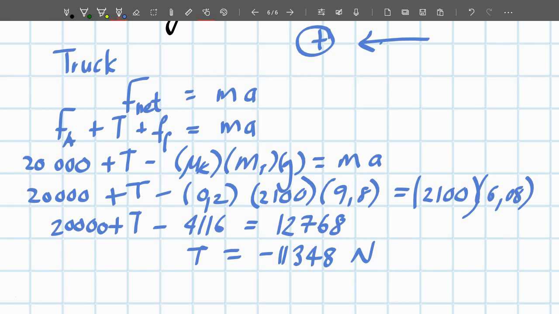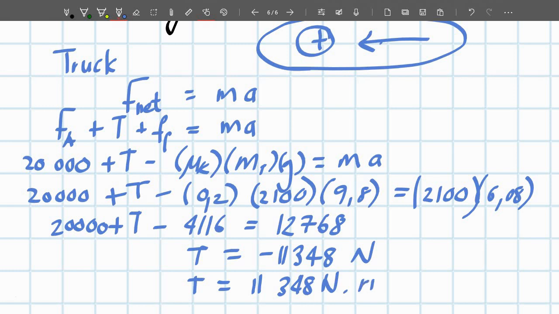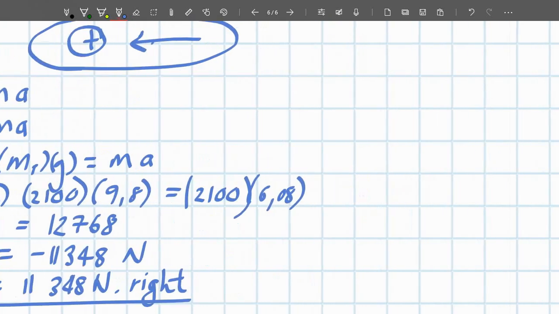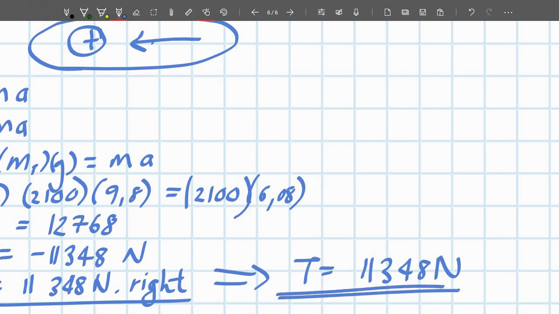Right. So what this means is that tension is 11,348 newtons in the direction opposite to the direction that we chose as positive. So in this case, we chose positive as left. So tension, final answer will be 11,348 newtons, and that will be to the right. But in this question, they actually ask you for the magnitude only. So you can therefore say, actually what you're supposed to do, that was just in case they didn't. So you would say that tension is equal to 11,348 newtons. This is your magnitude.